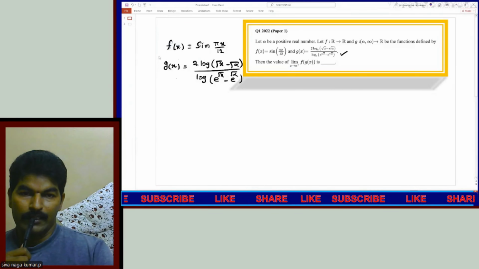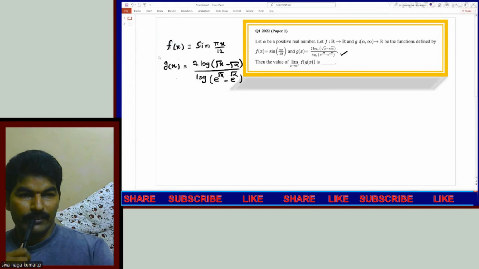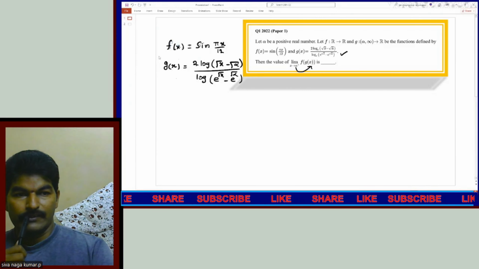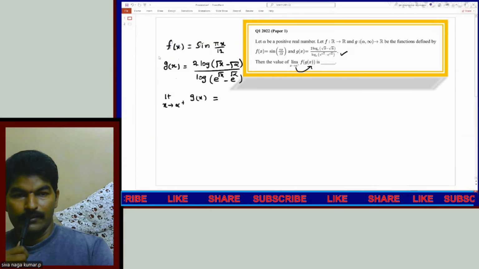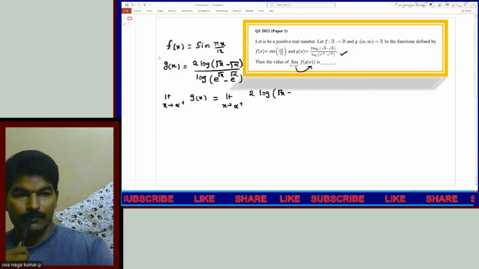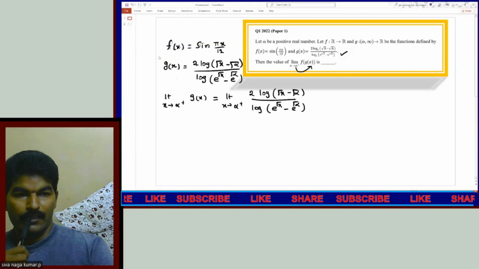If you know how to perform L'Hospital's rule, you can solve this question directly. First, we need to calculate this g of x value at x tends to alpha plus. So limit x tends to alpha plus g of x means 2 log of root x minus root alpha divided by log of e power root x minus e power root alpha.